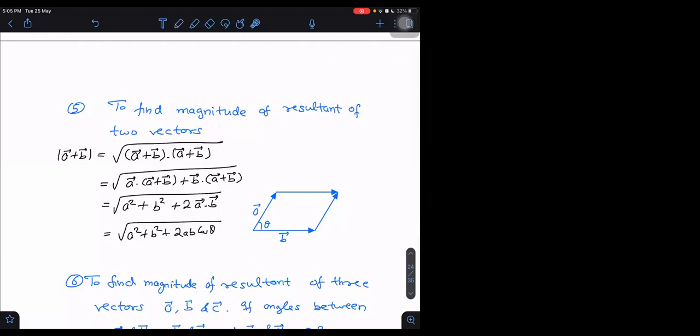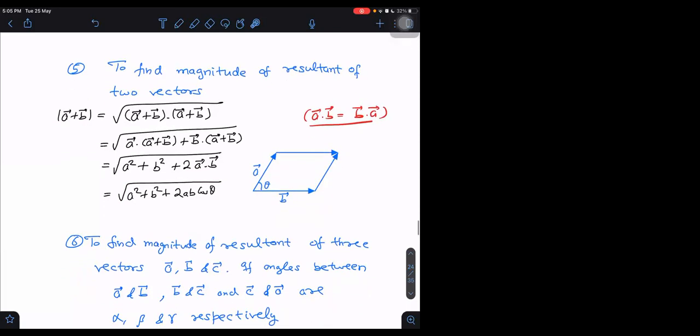So what are we getting? A dot A is A square. B dot B is B square. The remaining terms are A dot B and here B dot A. Do you know that A dot B is equal to B dot A? This is commutative. Yes, sir. The dot product is commutative. Therefore, we are able to write 2A dot B. And what is A dot B? A dot B is AB cos theta. So we are getting the result: mod of A plus B is nothing but the square root of A square plus B square plus 2AB cos theta. See how easily we are getting this result this time. Very nicely.